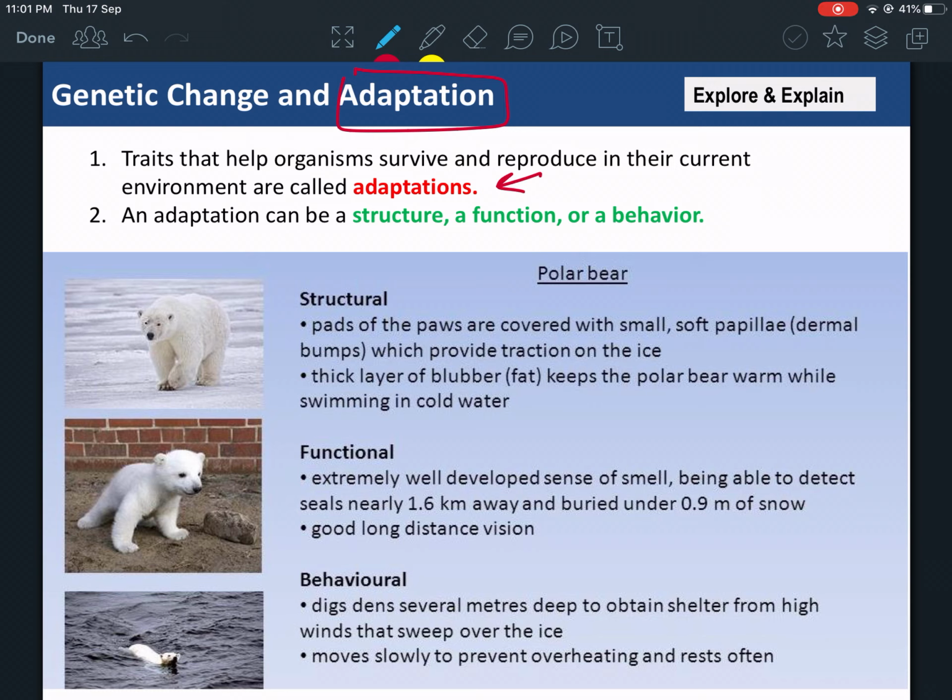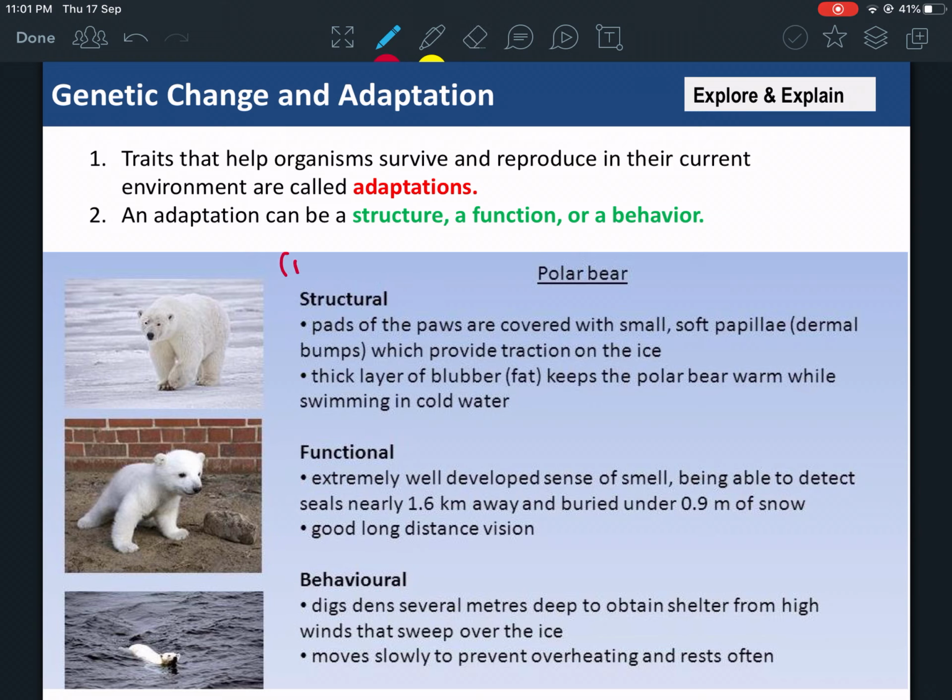So let's take the example of the polar bear. In order for the polar bear to survive, it has to go through some changes in order to adapt to its environment. So these changes, in order to survive, are called adaptations. And adaptations are three types. You have structural, functional, and behavioral. We're going to go over each one of them.